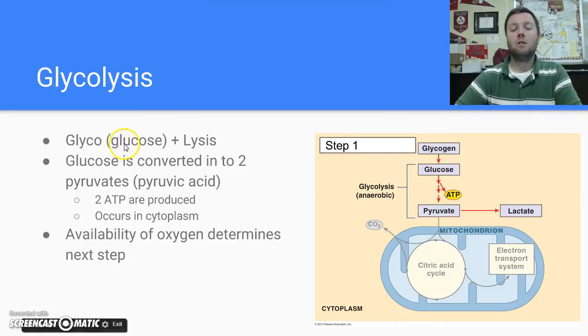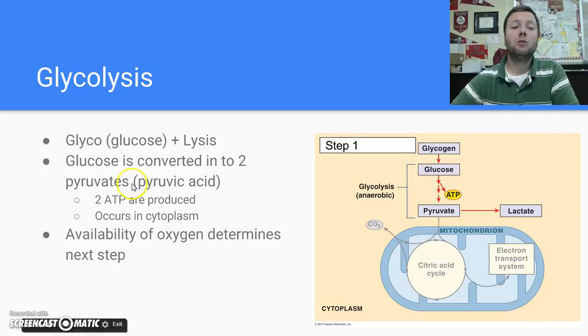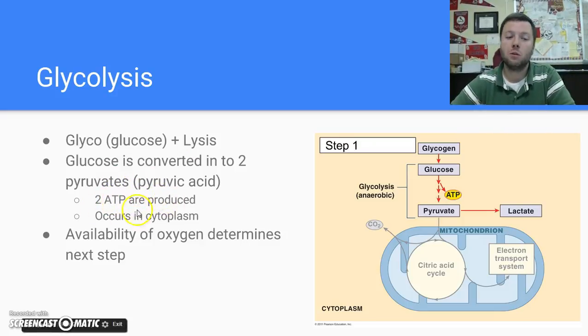Right? Remember, glyco, that's another name for glucose. We talked about glycogen before. And lysis means to unbind or loosen or come apart. So basically, this is a process that breaks down that glucose into products that then go into other processes in our metabolic pathway. Now, doing this actually creates two pyruvates, also known as pyruvic acid molecules. Now, in doing so, we create two ATP molecules. And remember, this occurs out in the cytoplasm.